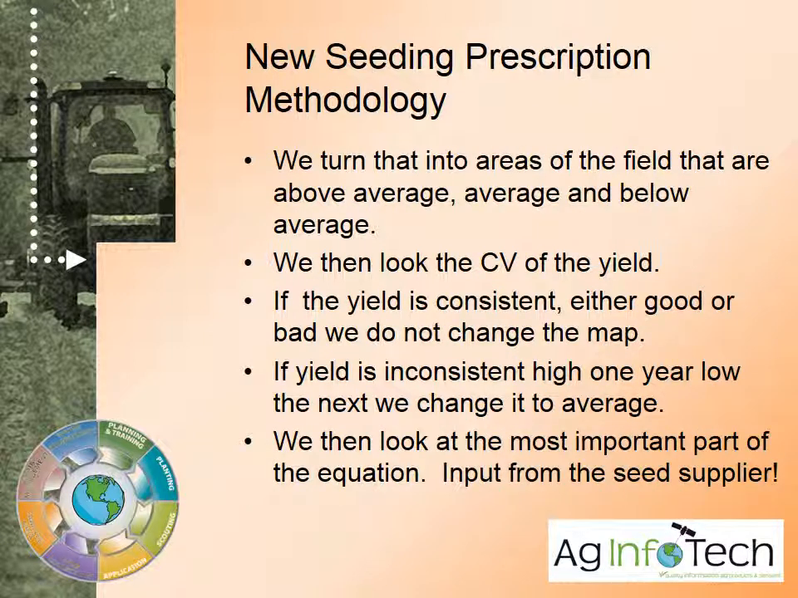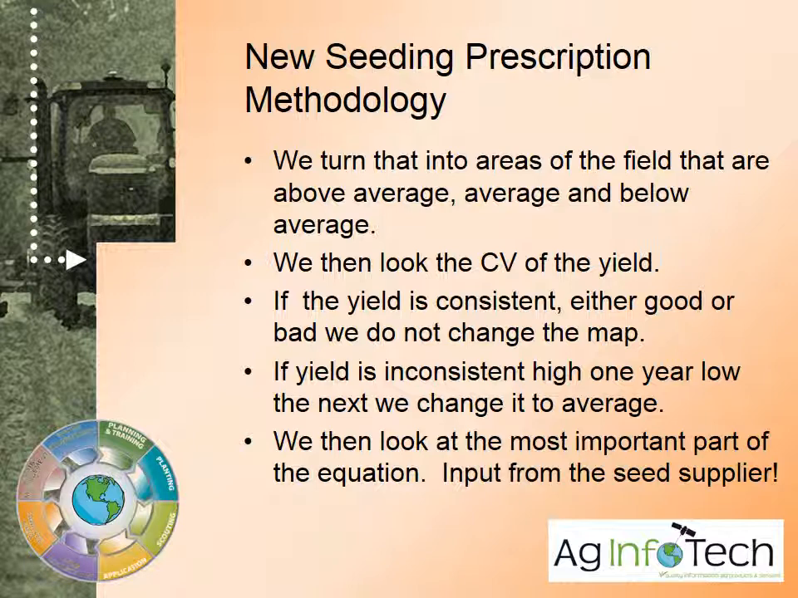We turn that into areas of the field that are now above average, average, and below average. We then look at the CV of the yield, and I will explain that CV term a little later. But basically that CV tells us if the yield is consistent, either consistently good or consistently bad. If the yield is consistently good or consistently bad, we don't change the map. But if the yield is inconsistent, so it's high one year and low the next, then we make that section of the map average.